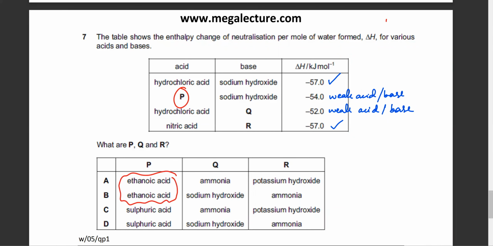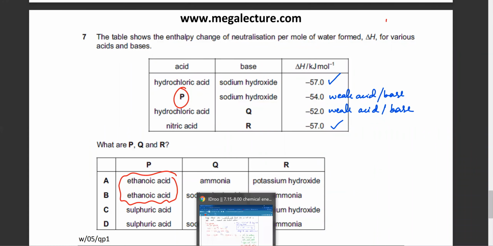Wait, so what determines whether it's weak or not? How does the enthalpy change determine whether it's weak or not weak? What's your question? How does the enthalpy change determine whether it's a weak acid or not?